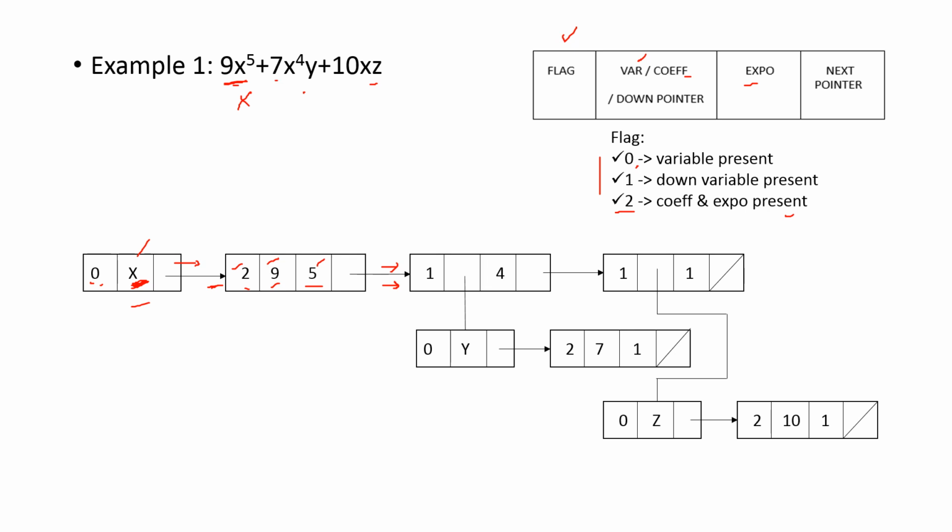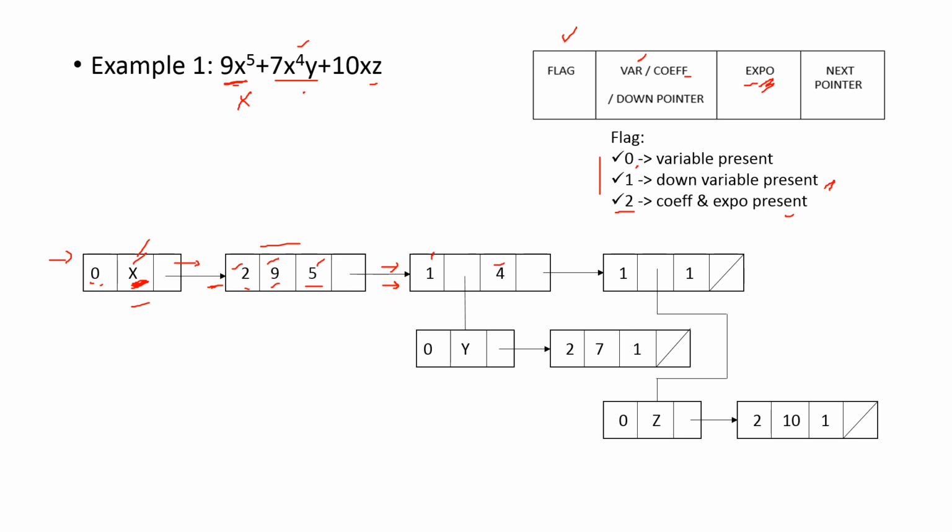The next term is 7x^4 y. There we have the variables x and y, so there comes the use of the down pointer variable, flag 1. This line is for the x variable, so the x variable's exponent we are writing there. The x variable exponent is 4. So the x variable exponent is over.